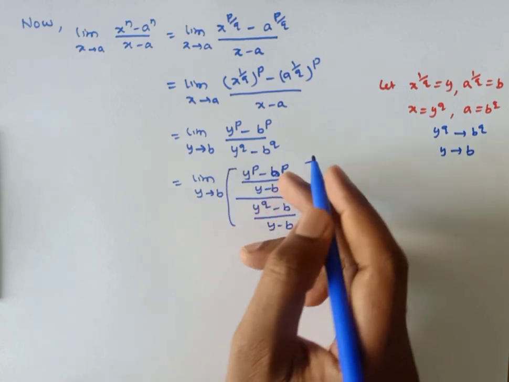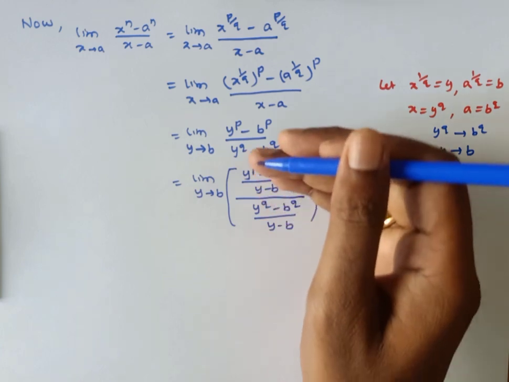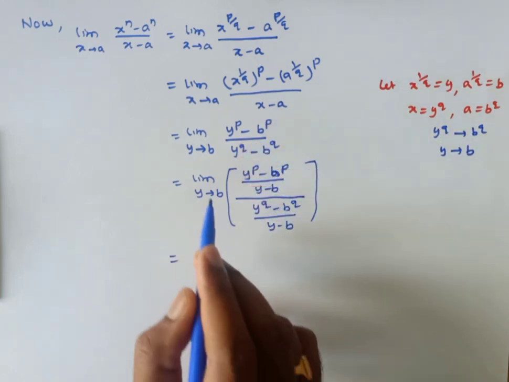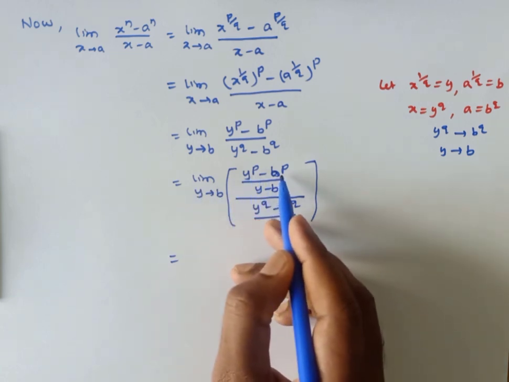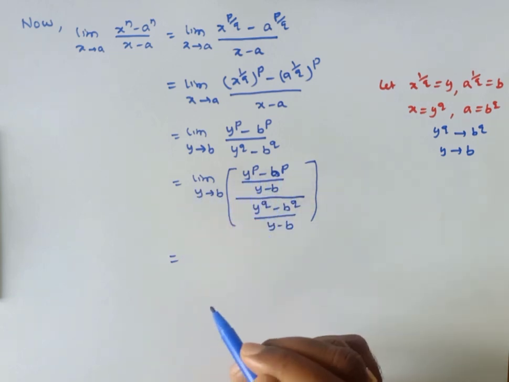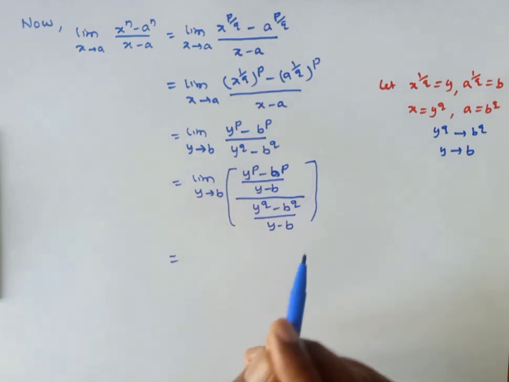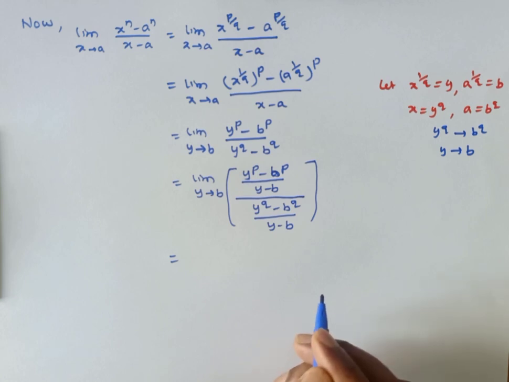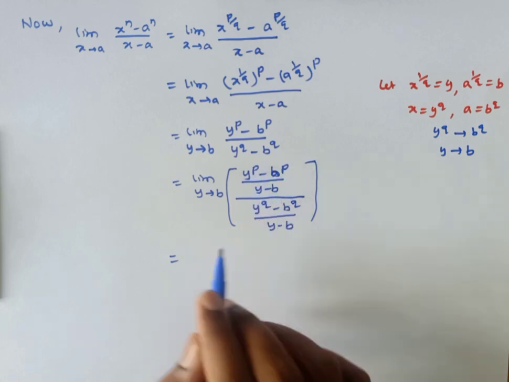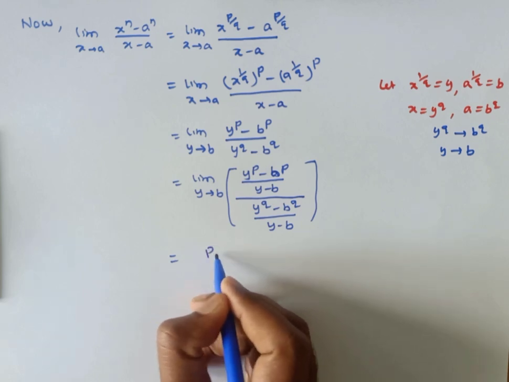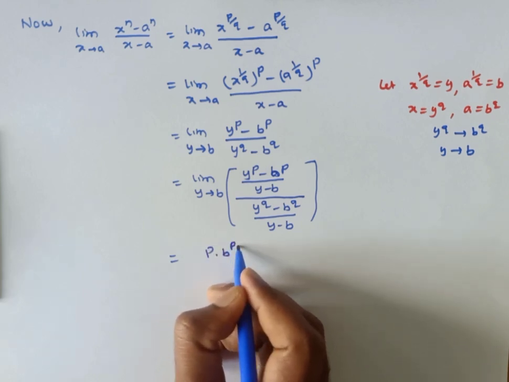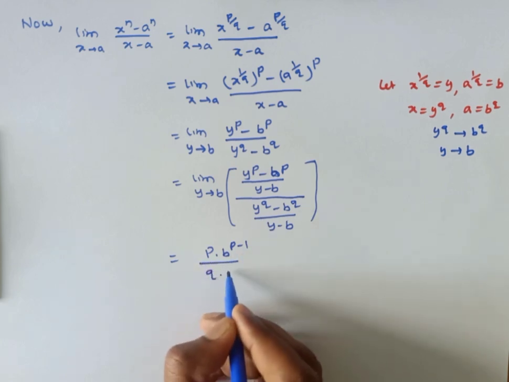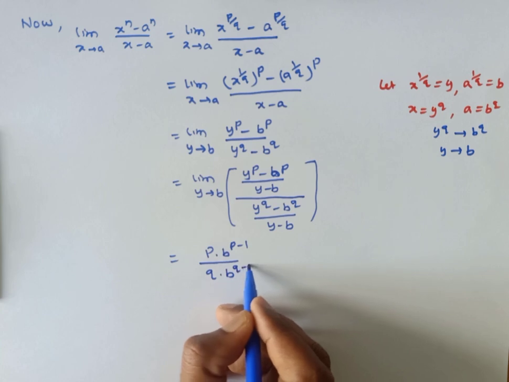Now this is in the form of f of y by g of y, so we need to apply the limit for numerator as well as denominator. Observe the numerator: limit y tends to b of y power p minus b power p by y minus b. It is in the form of x power n minus a power n by x minus a, which is n into a to the power of n minus 1, where n is an integer. Here p is a positive or negative integer, so this is p into b to the power of p minus 1. In the denominator it is q into b to the power of q minus 1.